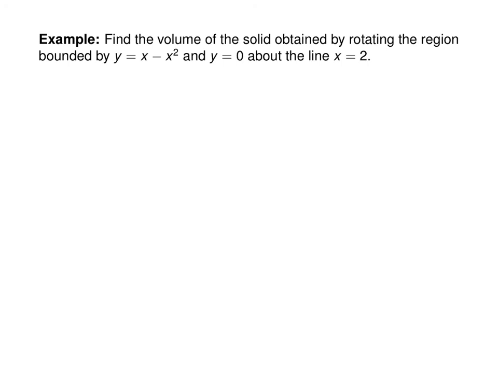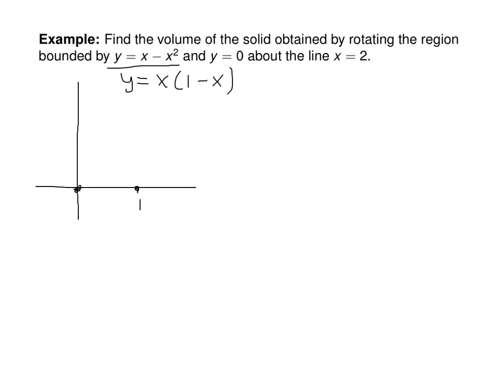Lastly, let's consider some regions rotated about axes that are not the x or y axis. So we would like to find the volume of the solid obtained by rotating the region y equals x minus x squared and y equals 0 about the line x equals 2. So x minus x squared is a parabola, and let's find its x-intercepts. It has x-intercepts at 0 and at 1. It's an upside down parabola, so it looks something like this. And y equals 0 is the x-axis, so we're going to rotate this region about the line x equals 2.